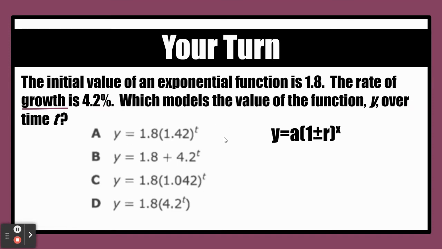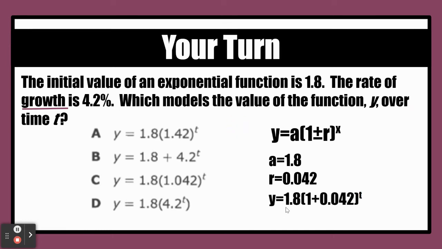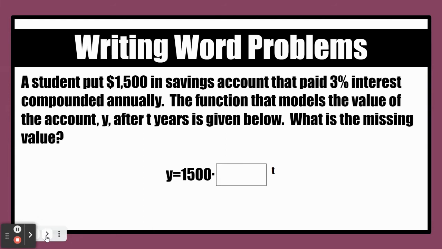Next, I'll need to determine my initial start and my rate, 1.8, and then my rate is 0.042. And now I just plug that into my growth formula. And now let's determine my answer. So if I just simplify everything inside the parentheses, I should get C. Okay, let's move on to the next question. You have another example to work on, so I'm going to give you a moment to pause.